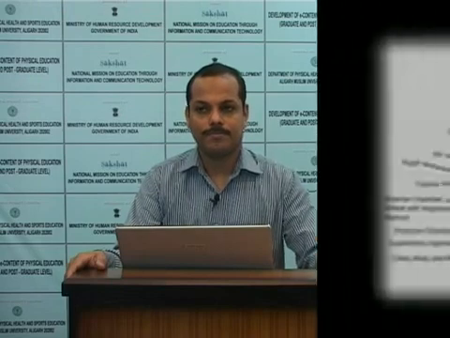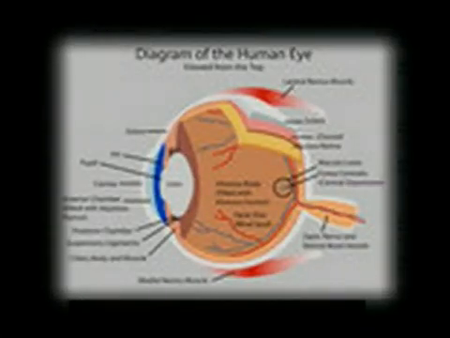Now the innermost layer is called the retina. It extends anteriorly up to the ciliary body, and the retina is the innermost part of the eye. Now the optic nerve, which is the nerve of the eye or nerve of vision, arises from the posterior pole of the eye, and the retina is considered an extension of the cerebrum, or an extension of the brain.